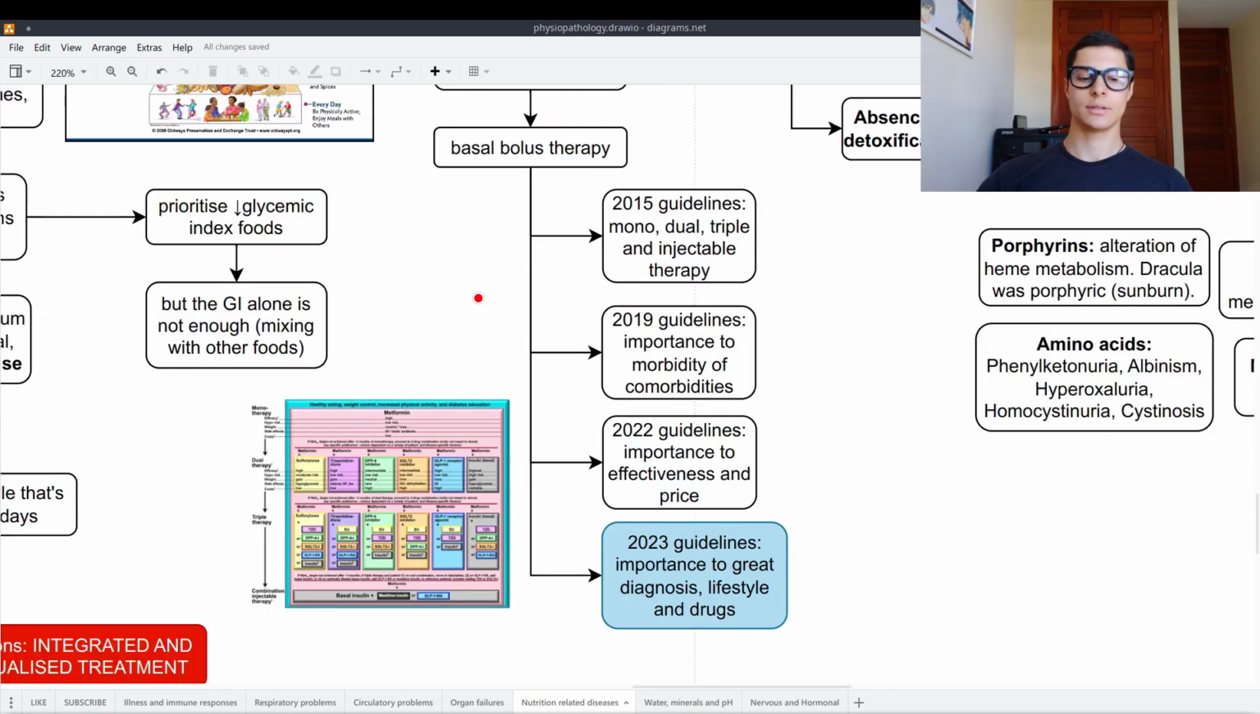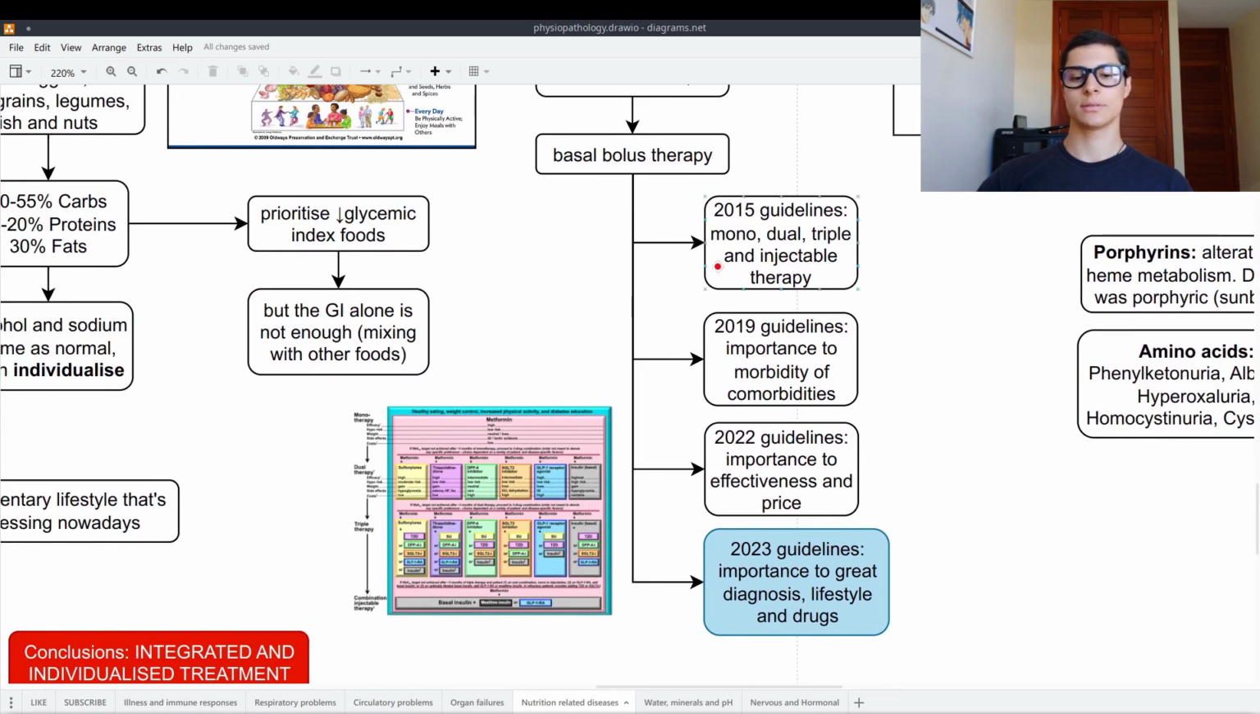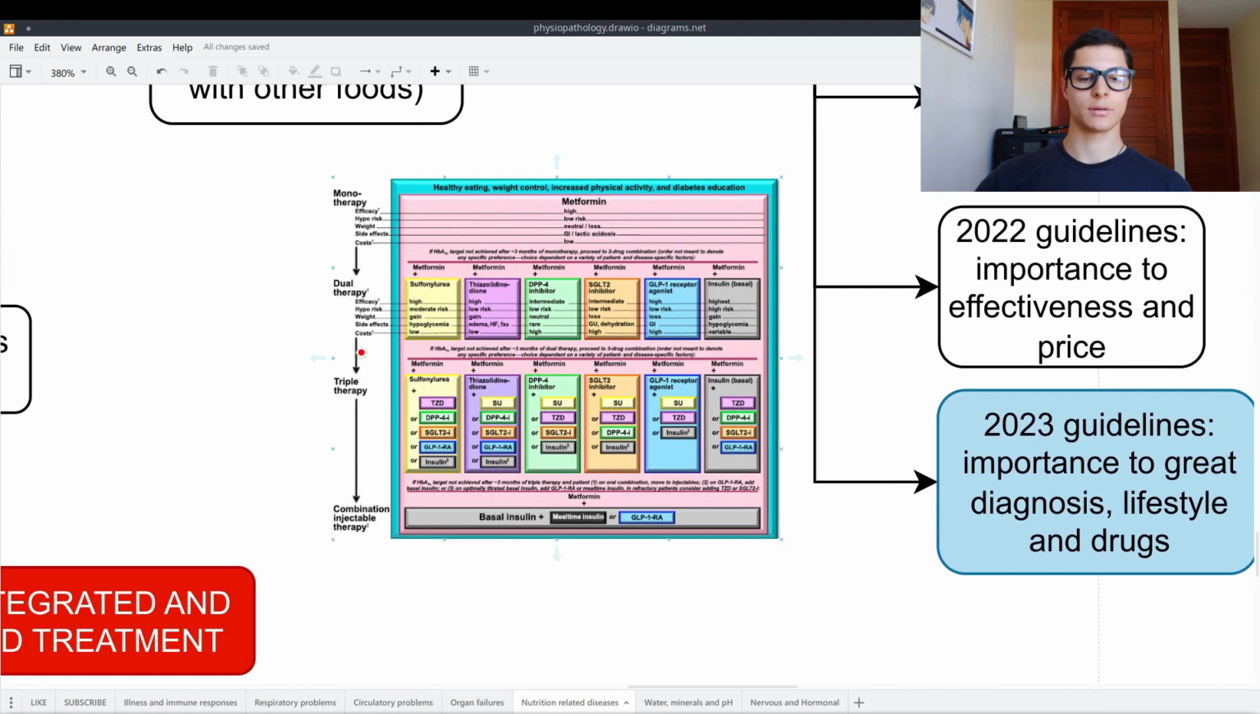So as you can see here, there is a progression in the guidelines. In 2015, they were talking about mono, dual, triple and injectable therapy. In 2019, they gave more importance to comorbidities. And in 2022, they gave importance to the effectiveness and price. And now in 2023, they give importance to diagnosis, lifestyle and drugs. This is the 2015 guideline.